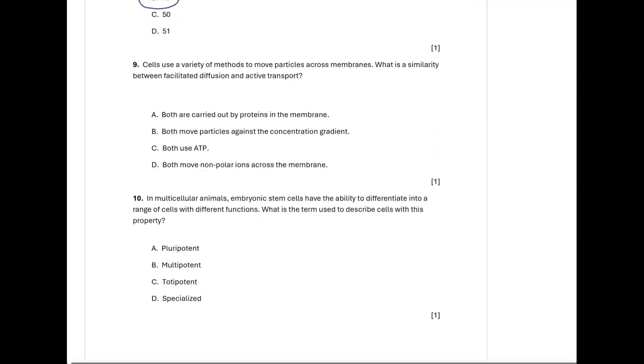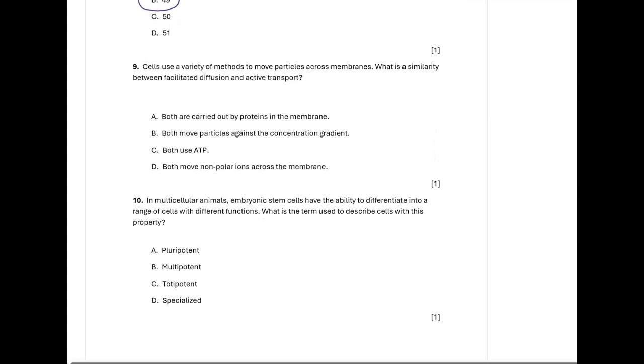So then question 9, cells use a variety of methods to move particles across membranes. What is the similarity between facilitated diffusion and active transport? So if we just stop and think about that for a second, both use proteins, both carry molecules across a membrane. So what could it be? Both are carried by proteins in the membrane. Yes, it could be. Both particles move against concentration gradient. No, no. And both move non-polar ions across the membrane. Not necessarily. So it is A.